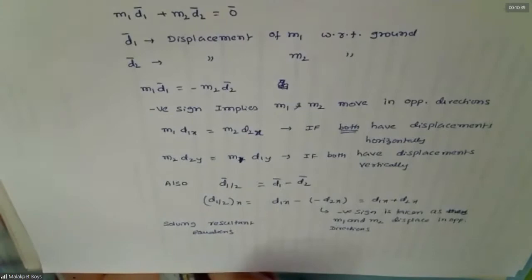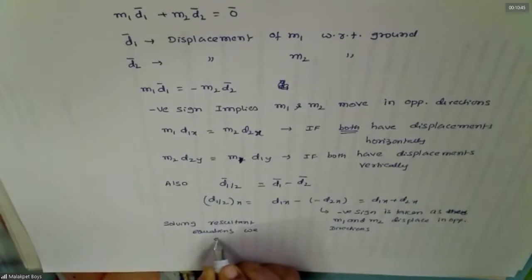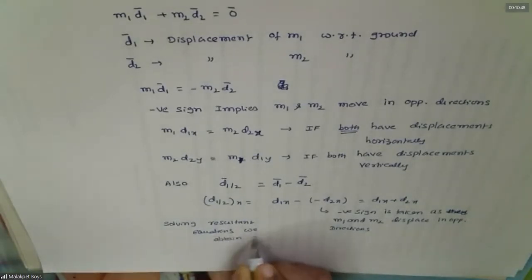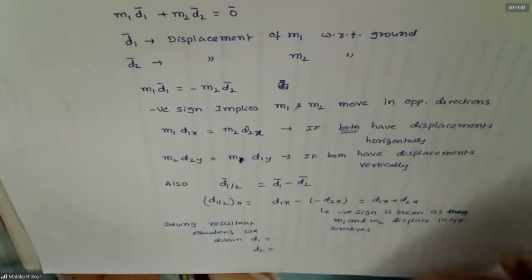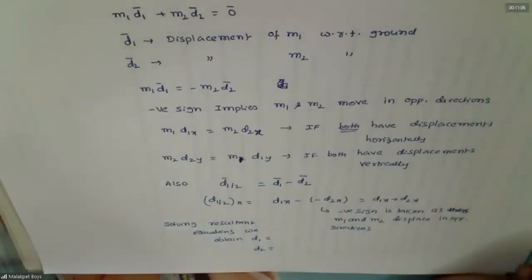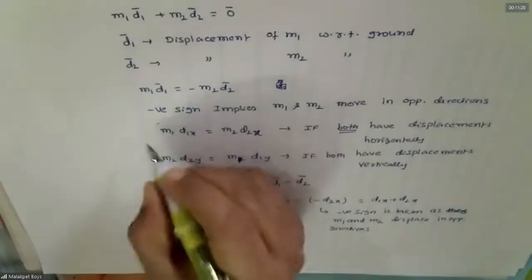Sir, if they move both horizontally and vertically, we should take M1 into d1x plus d2x. What are d1x and d2x? I didn't understand. If some particles move vertically and horizontally, like that wedge problem, we have to take m1 into d1x plus d2x. Then you will use this one.